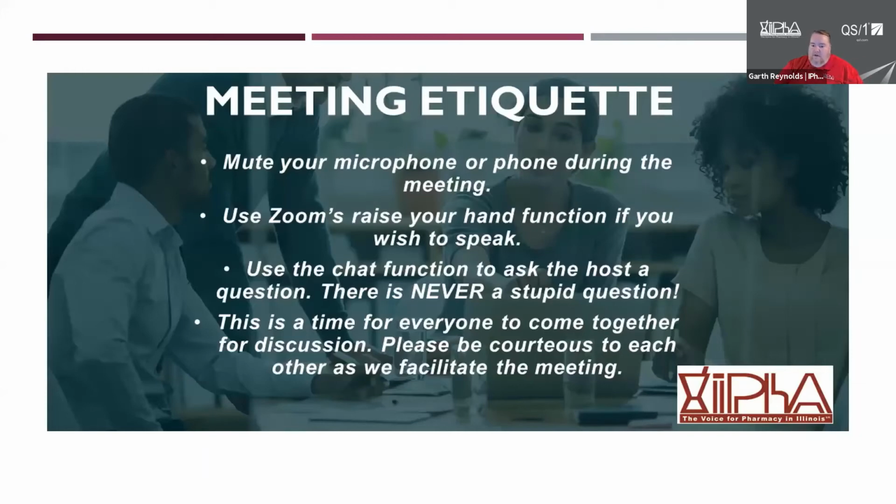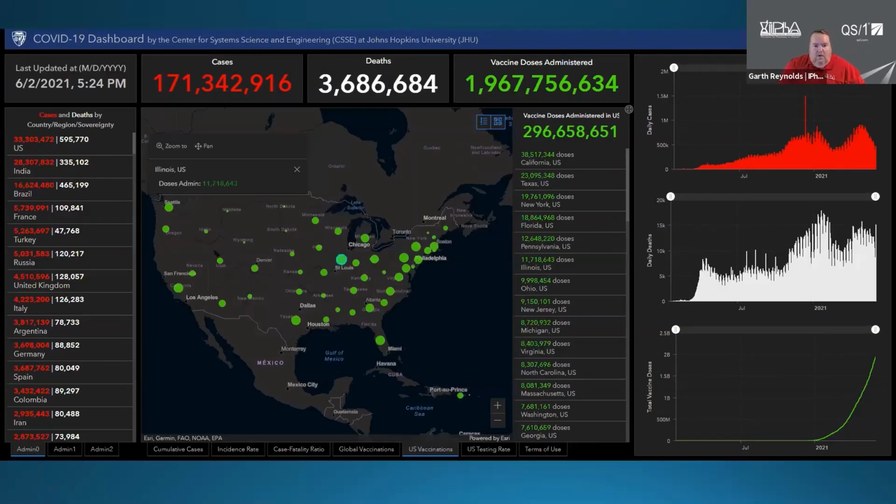All right, everyone, I do want to go through the rest of our information this evening. So I want to take a different approach on our national statistics. As you can see, there are 33 million cases, but this is talking about distribution of the vaccine. And so we've had just under 300 million doses distributed through the United States.